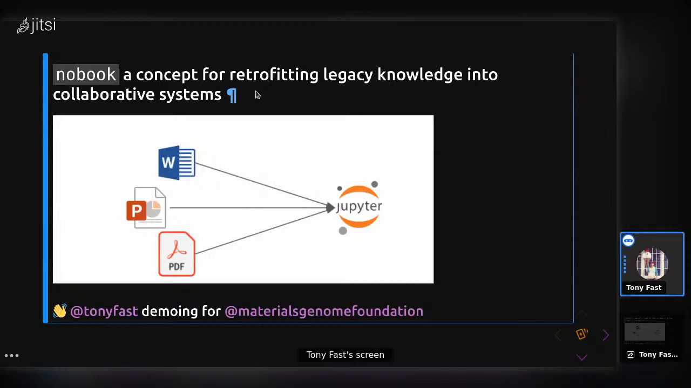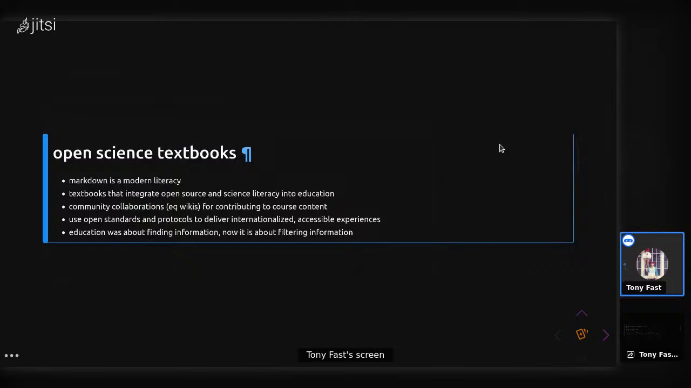This is the first demo rough draft of a concept called nobook for retrofitting legacy knowledge into modern collaborative systems. What we want to do is move all of the years of course content and lectures from Word documents and PowerPoint files and PDFs and get them into formats like Markdown or Jupyter that are more collaborative and more modern and actually teach modern literacies. One of our goals is to integrate open science into the next generation workforce.